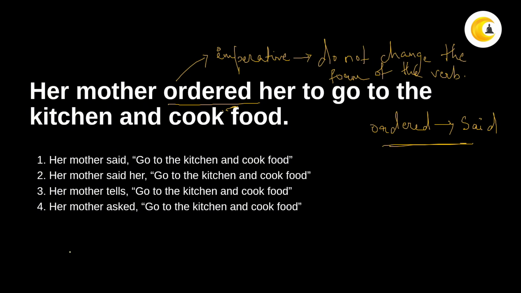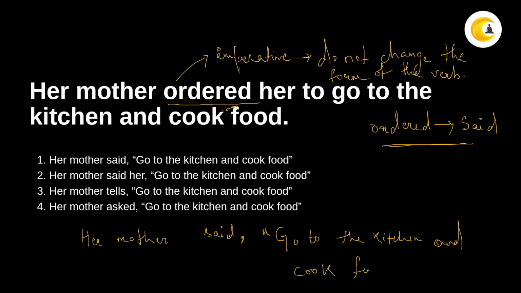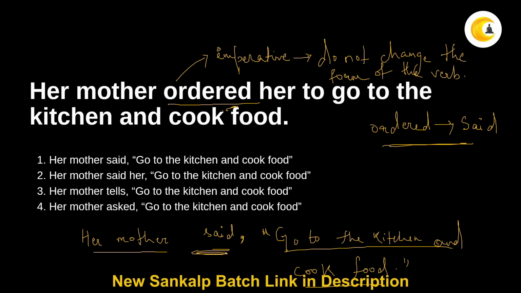So what will it become? It will be her mother said, comma, and inverted commas open: go to the kitchen and cook food. Everything will stay the same. Instead of ordered her, it will become said. You do not change the form of the verb. If it is in second form, you always use second form. So ordered will become said. It won't be said to.